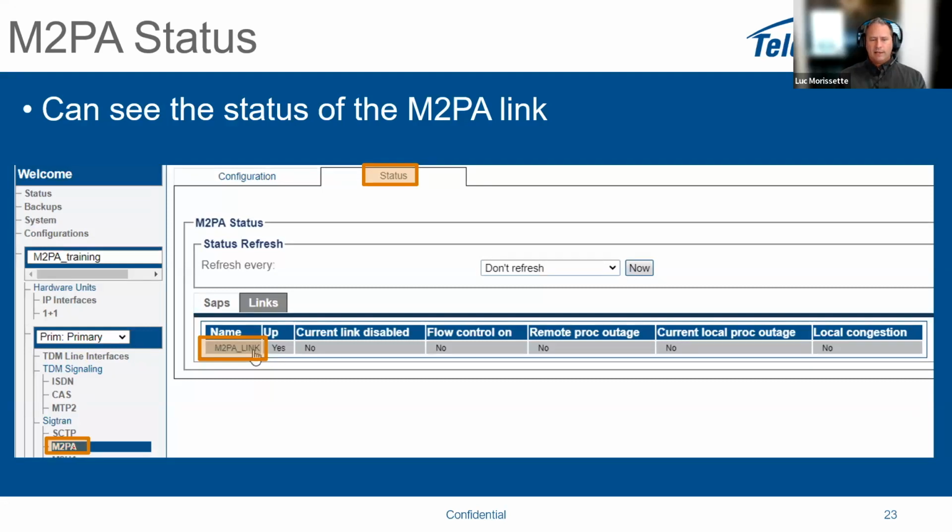You can do the same thing for M2PA here. So you have M2PA, click on status, and then you have the status of the service access point. There's not much information there, but if you click on links here, then you can see if my link is up, if it's disabled, and if other conditions are happening on the link.